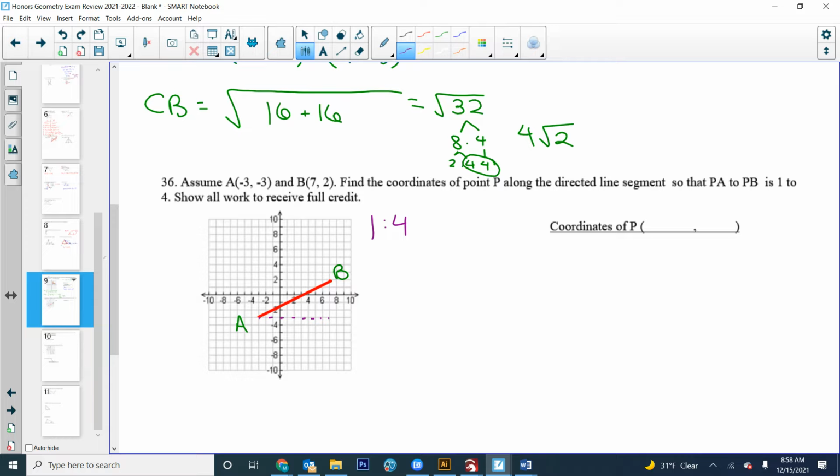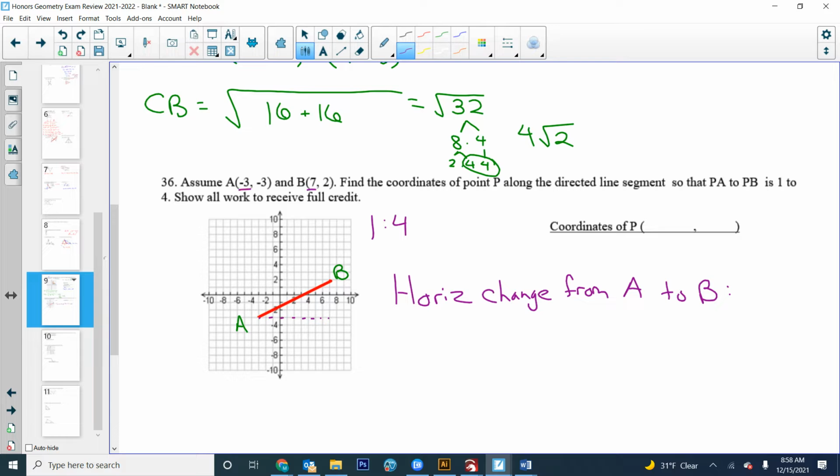So let's find the horizontal change first. And this is a great way to show your work. Horizontal change from A to B. Well, I can do it 2 ways. I can count, or I can look at the x values and find out how far apart they are.